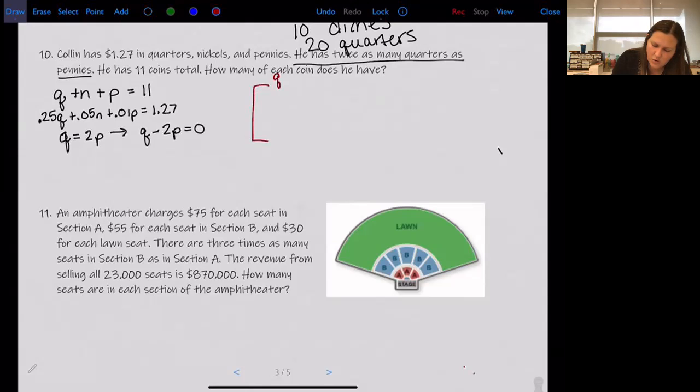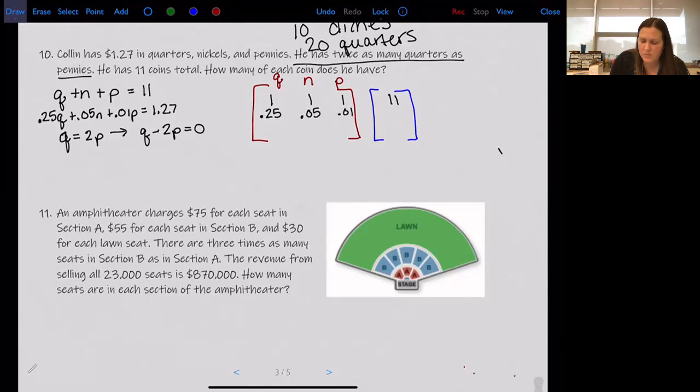Okay, so mine's going to go quarters, nickels, pennies. Need to make sure I get them in the right order. And then it gets the other matrix of what it equals. So if we fill it in, the first equation, each of them had a coefficient of 1, and it equals 11. The quarters, the coefficient is 0.25. Coefficient of nickels in the second equation is 0.05. And the coefficient of pennies is 0.01. And that equals 1.27. Okay?